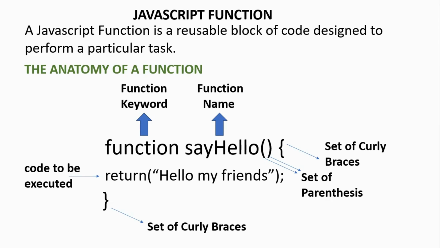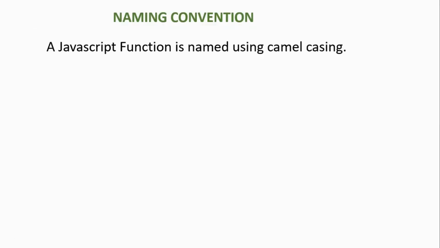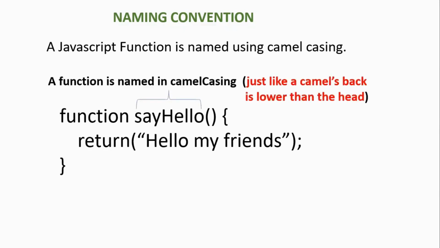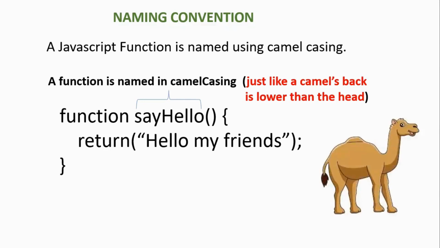What is the standard for naming a function? I'll show you. A JavaScript function is named using camel casing. In this example, the function sayHello, we have that the function name is written in camel casing. As you can see, say starts with the small letter s, while Hello starts with a capital letter, just like a camel's back is lower than the head. Now we want to look at how to call a function after it is successfully declared.